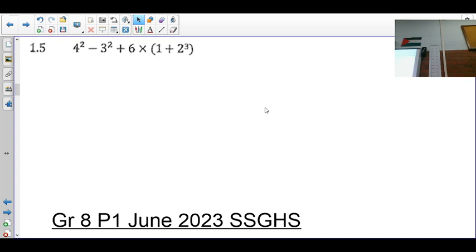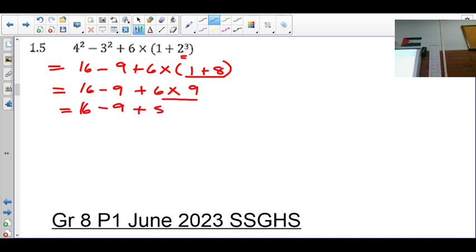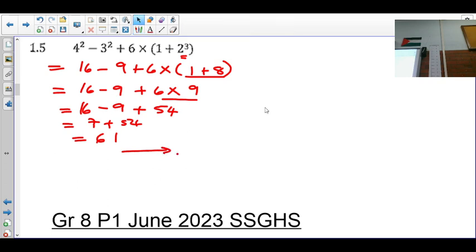We've got 1.5. We've got 4 squared minus 3 squared plus 6 times open brackets 1 plus 2 cubed. So 4 squared is 16, minus 3 squared is 9, plus 6 times 2 cubed, of course, is 8. So that needs to be done first. 1 plus 8 is 9. Multiplication first: 6 times 9 is 54. 16 minus 9 is 7, and 7 plus 54 is 61. Any confusion there? No?